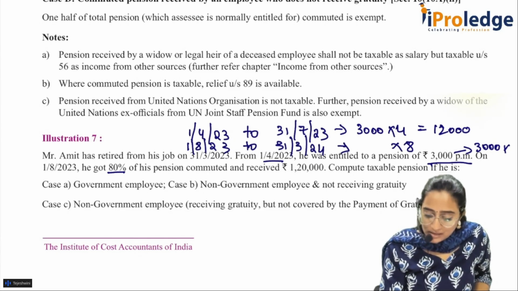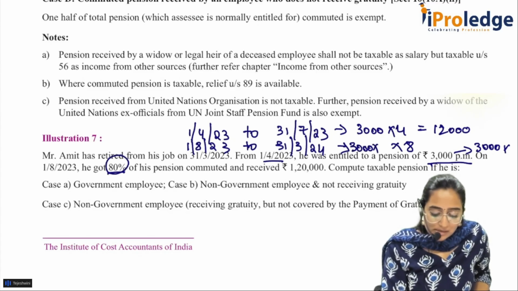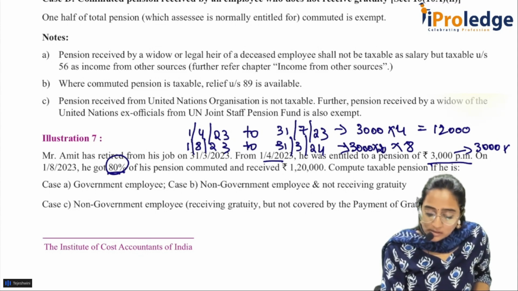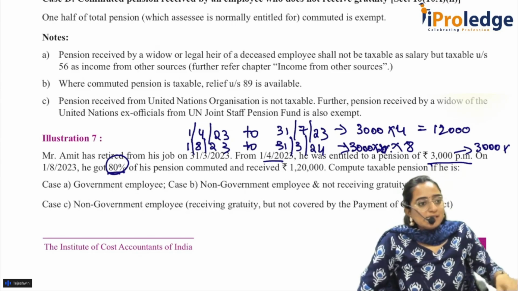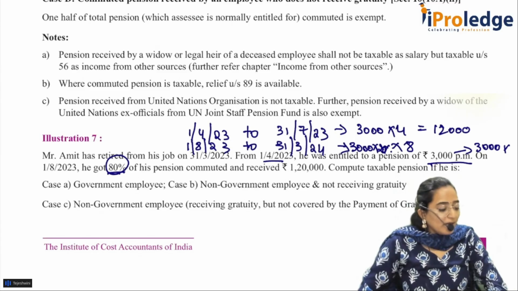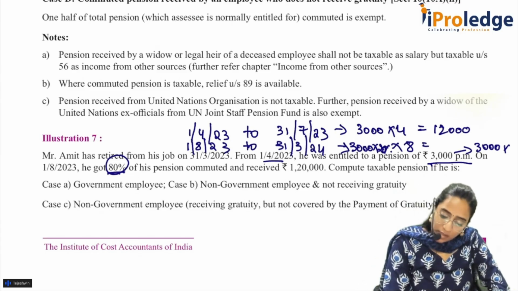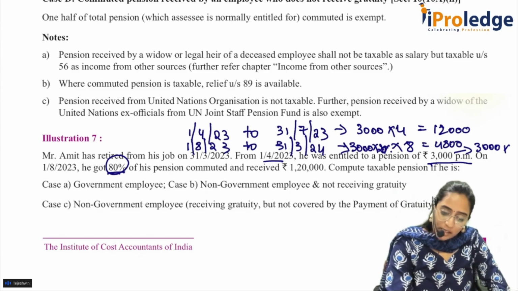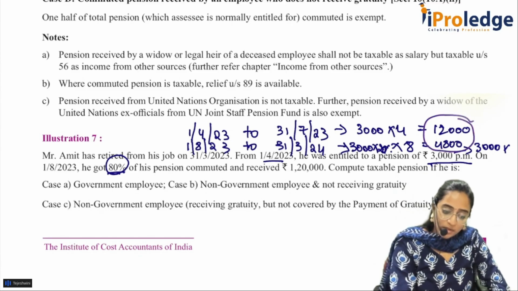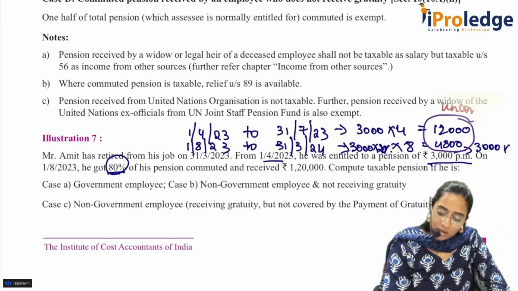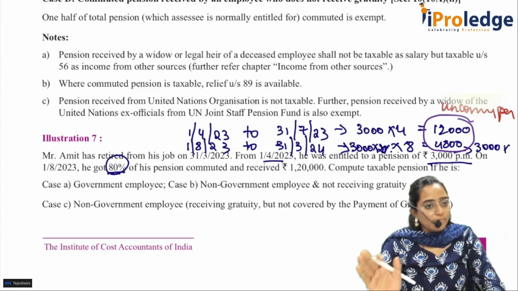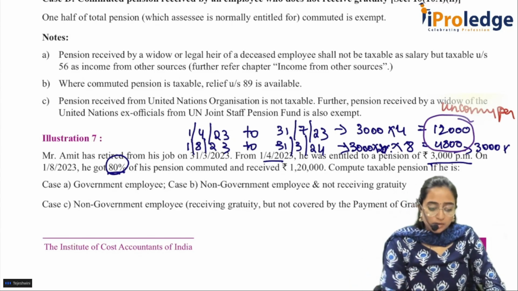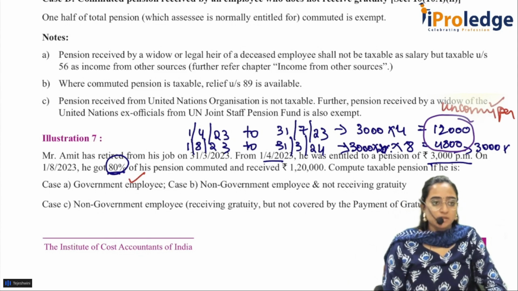How much you are receiving? 3,000 multiplied by, 80% is his pension commuted, so remaining 20% is still like that. So 3,000 multiplied by 20%, 600. 600 multiplied by 8, 4,800. Can I say this entire amount is going to be considered as uncommuted pension for everyone. Uncommuted pension is taxable for non-government also, government employee also. So for government employee, only uncommuted pension comes into picture.